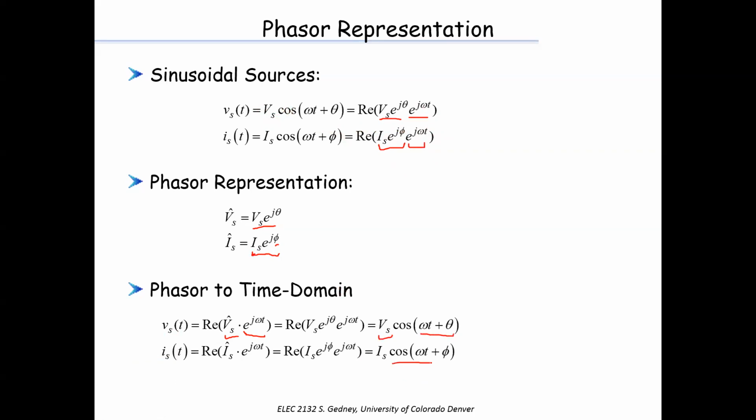So this allows me to work in the complex frequency domain, e to the j omega t, or the phasor domain, where I can assume phasors for my voltages and currents, which are assumed to be weighted by e to the j omega t. And I can always return back to the time domain by multiplying the phasor by e to the j omega t and taking the real part of that.